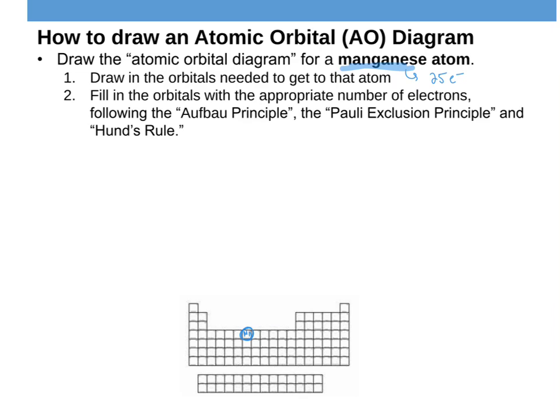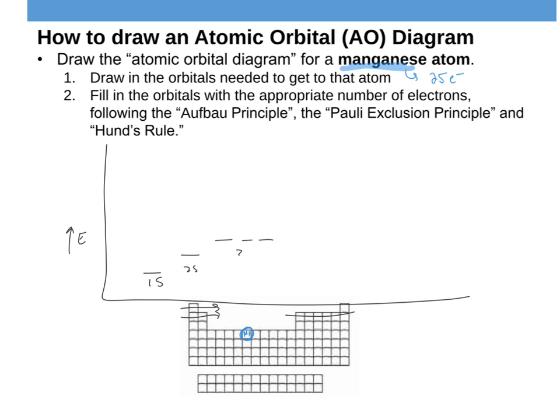And so I need to build my energy diagram. I need to say, well, what orbitals is it going to use? And I need to fill in those electrons. So again, we read the periodic table like normal, left to right, top to bottom. So first I fill in my 1s, and then my 2s, and then my 2p's, and then my 3s, now my 3p's, and now my 4s, and it looks like I'm in my 3d's now, 1, 2, 3, 4, 5 3d's, to get to where manganese is.